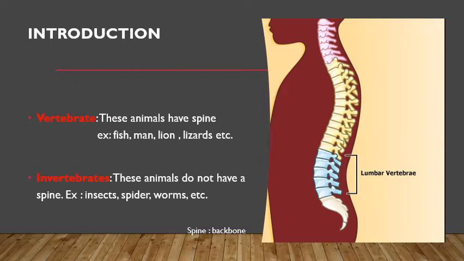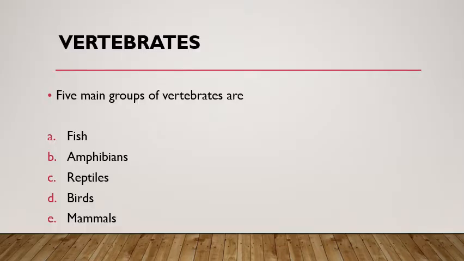The animals which have spine are called vertebrates, and the animals which do not have spines are called invertebrates. Now, examples for vertebrates are fish, man, lion, lizard, etc. And examples for invertebrates are insects, spider, worms, etc.